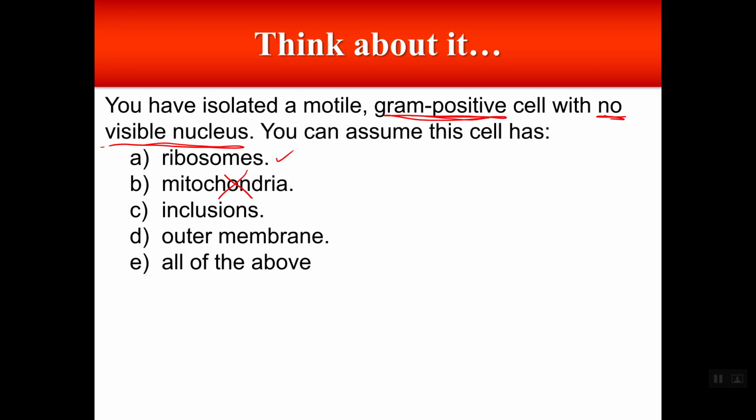Inclusions, we do know that inclusions are associated with prokaryotic cells, which is obviously what we have here since it's gram-positive and has no nucleus. However, I told you all that inclusions can be found in some cells, but not necessarily all cells. So technically, we don't know. It could, but we don't know for sure. So we would cross that one off the list as well. And then our outer membrane is only associated with our gram negatives. We're working with a gram positive, so that's definitely wrong. Since we were able to cross out three of these, we know that it can't be all of the above. So our answer is ribosomes. All cells possess a plasma membrane, cytoplasm, DNA, and ribosomes.